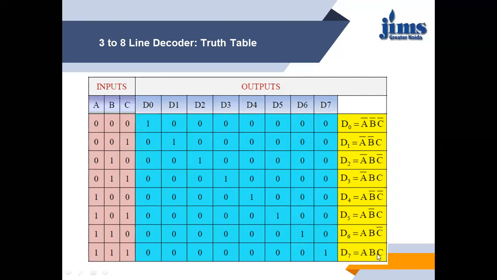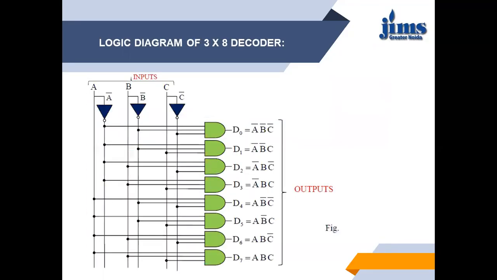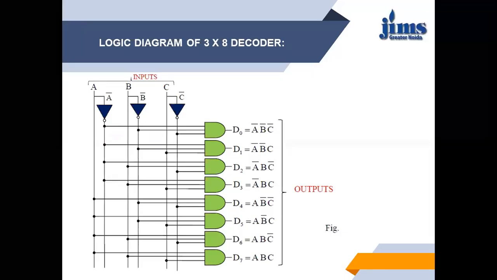Now, after getting the Boolean expressions for the outputs ranging from D0 to D7, we can directly construct the logic diagram, and the logic diagram looks like this. So again, we have three inputs A, B, C, which are true. We have complemented A, B, C with the help of three different inverters. So it will produce A bar, B bar and C bar, and in the same way as we constructed the 2:4 decoder, we have constructed a 3:8 decoder here.